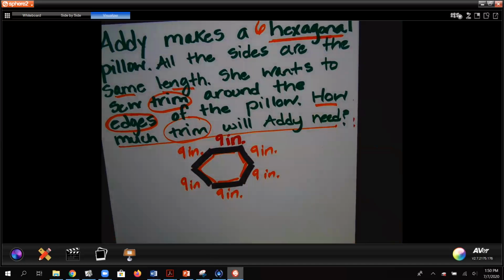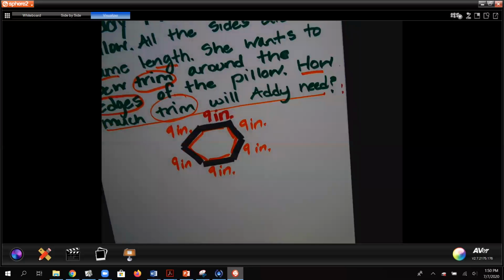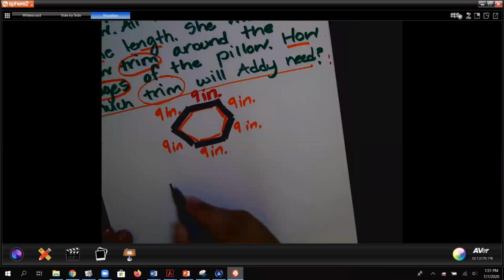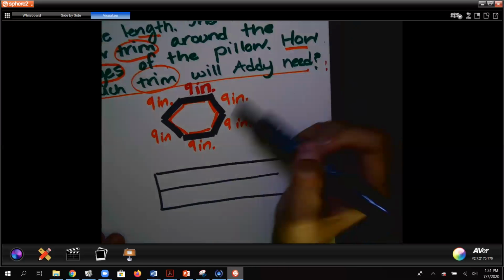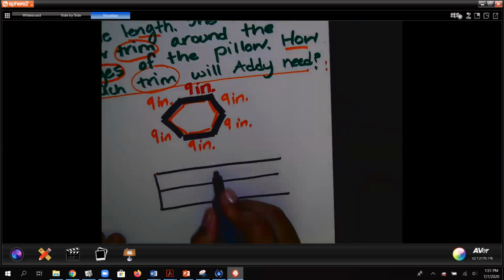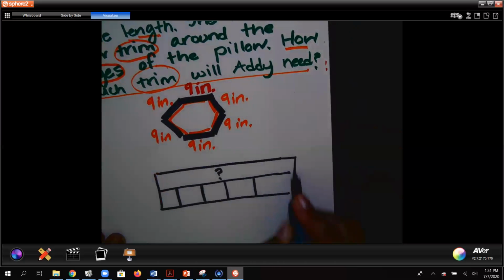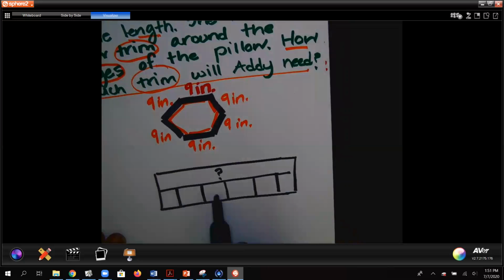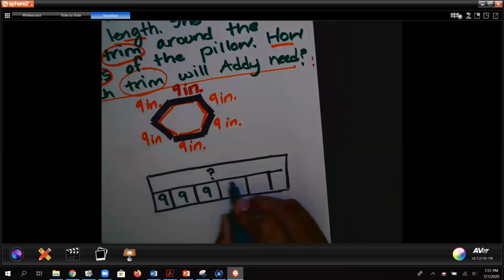Okay, so let me show you what the part-part whole would look like with that. Every time you have perimeter, you should always do a part-part whole with it. So how many parts do we have? We have 6 parts because there's 6 sides to this hexagon. Do we know the whole? That's what we have to find. But there are 6 parts. So we're going to do 1, 2, 3, 4, 5, 6. There are 6 parts. And each part or each side measures 9 inches. 9, 9, 9, 9, 9, 9.